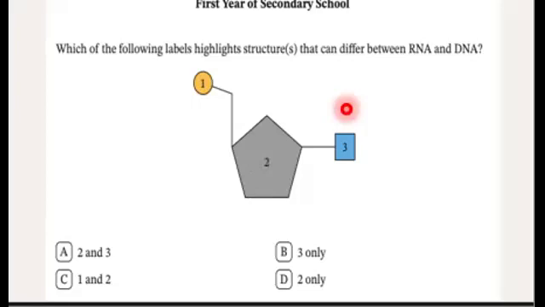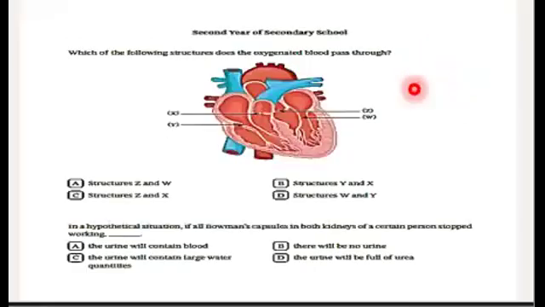So there are some differences between DNA and RNA. Deoxyribose is the pentose sugar found in DNA nucleotides, whereas ribose sugar is found in RNA molecules. So we can choose the correct answer, which is D, 2 only. The difference is only in structure 2, the pentose sugar. In DNA this is deoxyribose, and in RNA this is ribose.